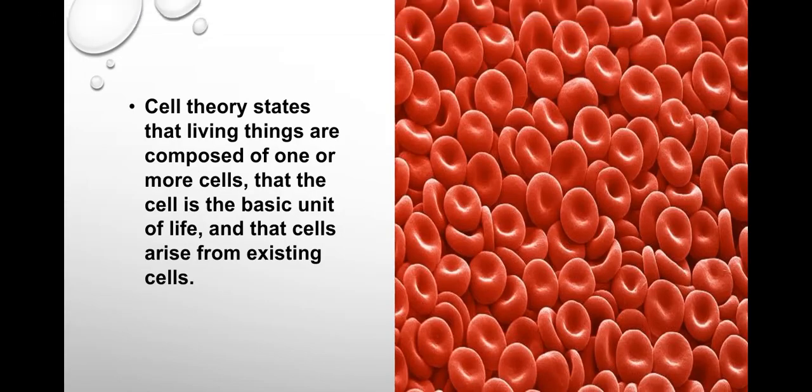Cell theory states that living things are composed of one or more cells, that the cell is the basic unit of life, and that cells arise from existing cells. So, cell theory is a scientific theory first formulated in the mid-19th century.